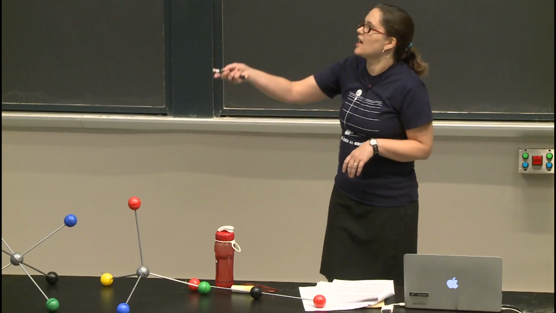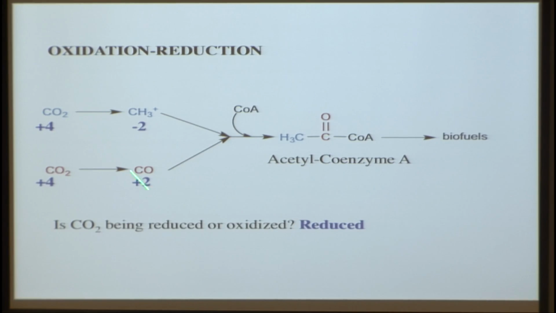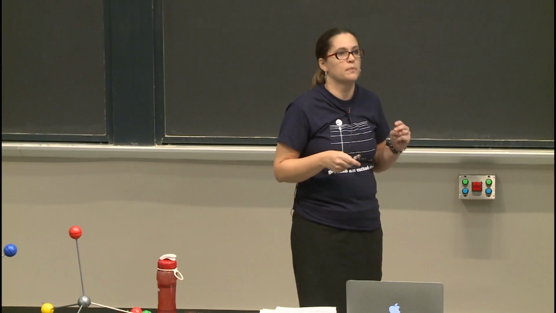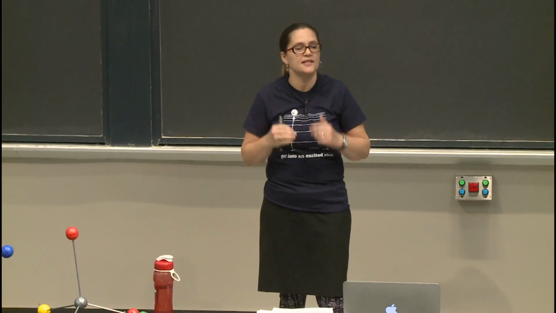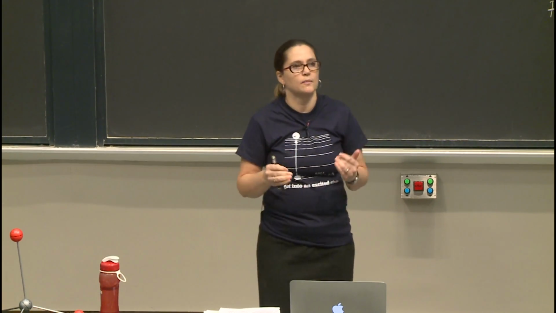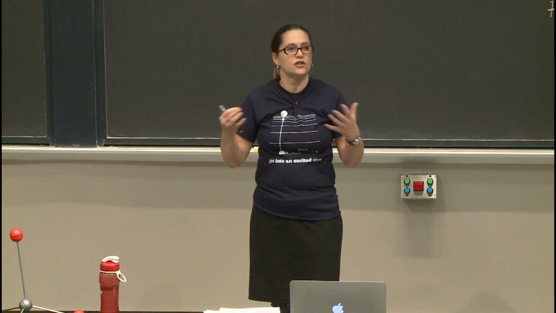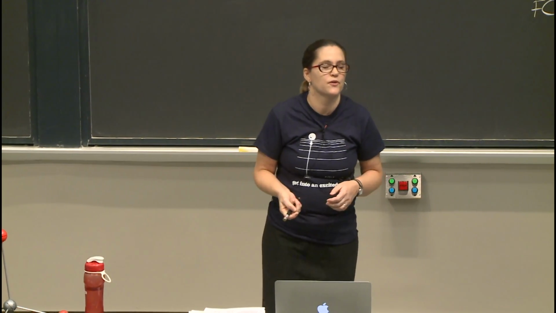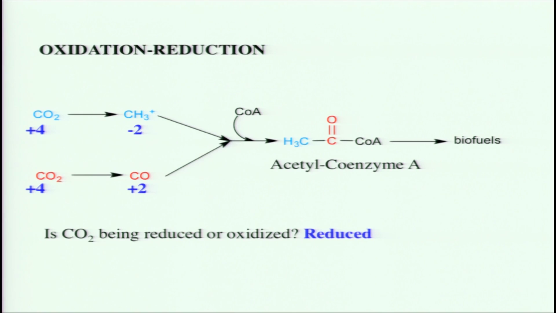So that is right, the top reaction. Both of these are +4. It's the same molecule. And so in one case, you're going to -2. So it's a 6-electron process. And in the other, you're going to +2. But both of them are being reduced. And so that's what's happening in a lot of these carbon fixation pathways. You're reducing carbon dioxide and making it into hydrocarbons, which can be used for biofuel. And the precursor here is the reduced form of this 2-carbon molecule, acetyl-CoA.